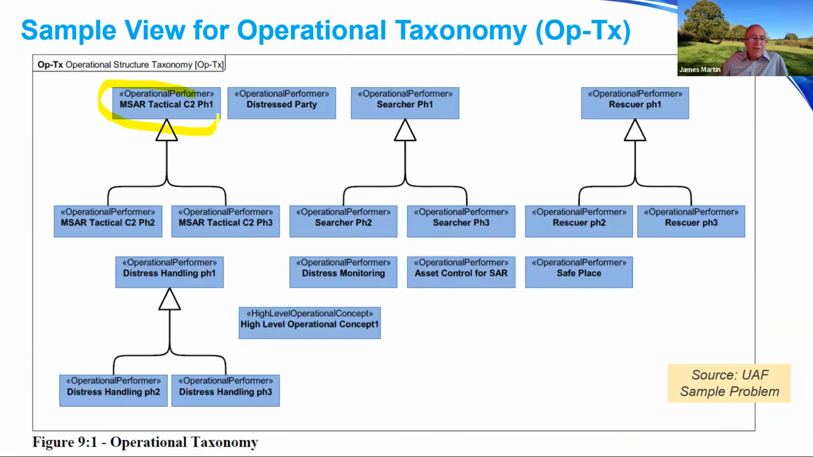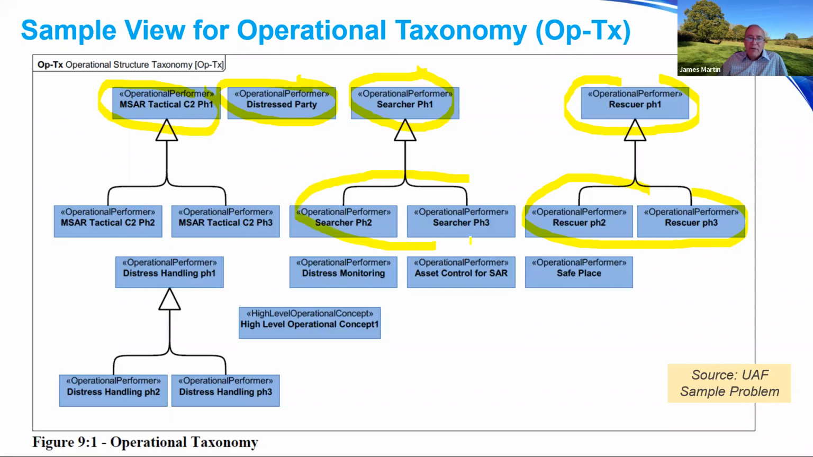Here you have a command and control performer, the distress party, a searcher, and a rescuer. And we have two different kinds of rescuers and two different kinds of searchers and two different kinds of command and control.